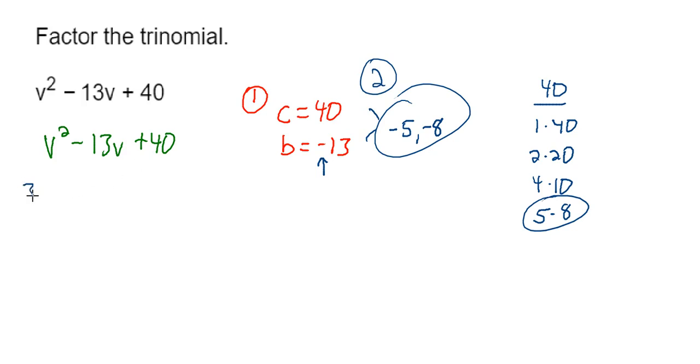And then step 3 is jump to your answer, right? You just get to immediately factor this as v plus the first number, which is negative 5. So v plus negative 5 would just be v minus 5. And then v plus the second number, v plus negative 8, is just going to be v minus 8.